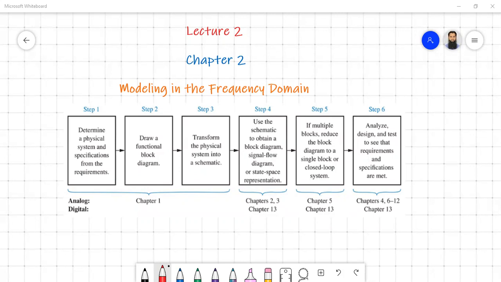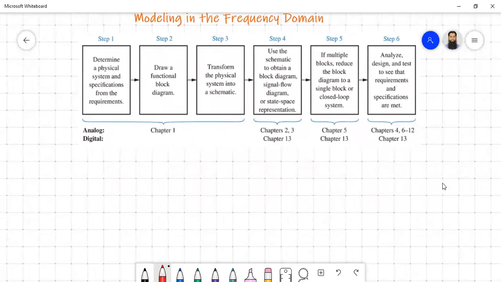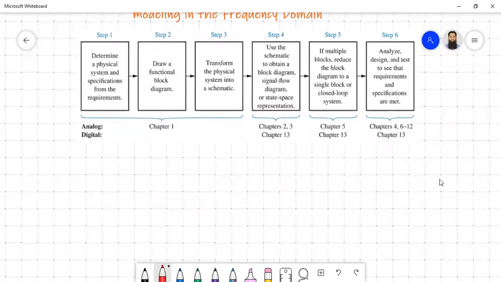Basically, the 6 steps of designing and analysis of control systems, the steps that we are going to follow. So today we are going to look at step 4, from the schematic diagram, how to obtain the block diagram. So developing the mathematical model from the schematics of the physical system, this is our objective. So how can it be done?